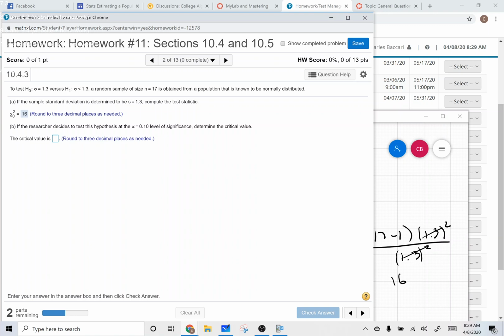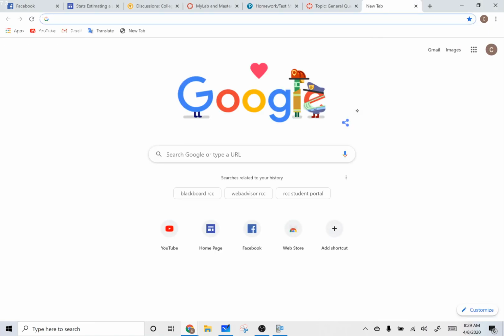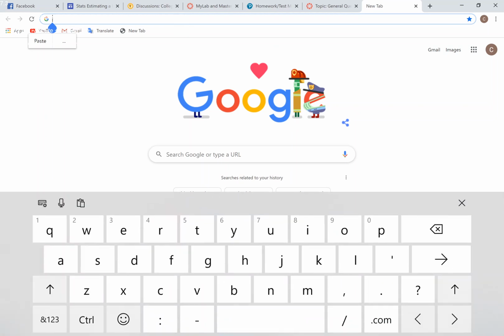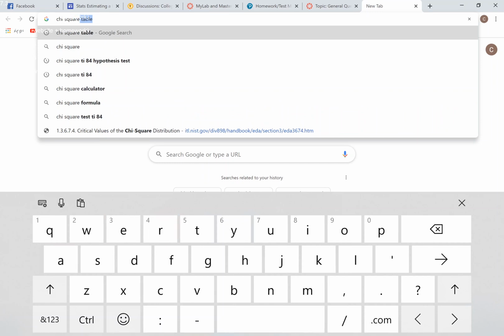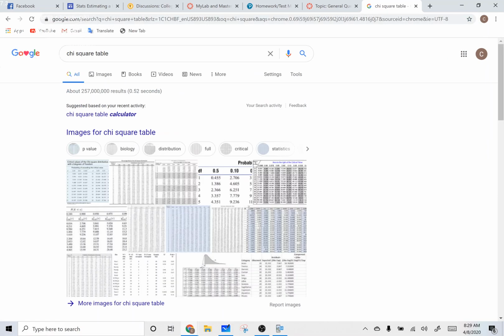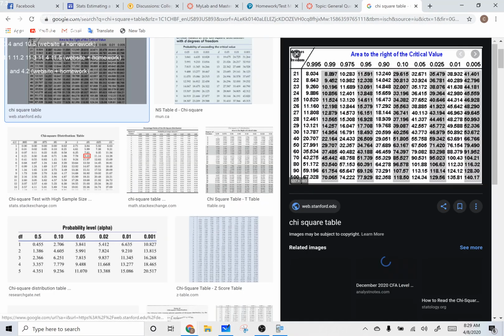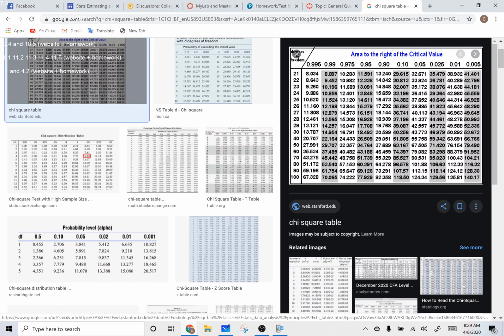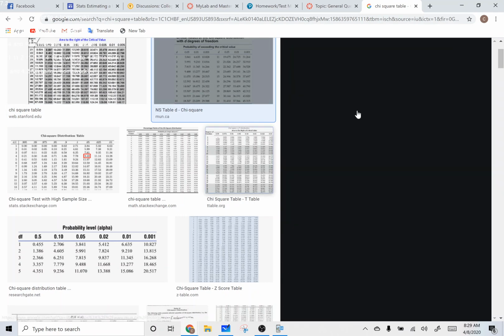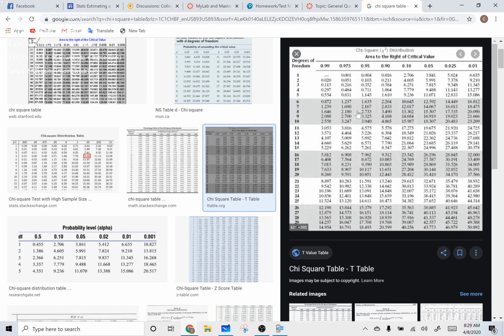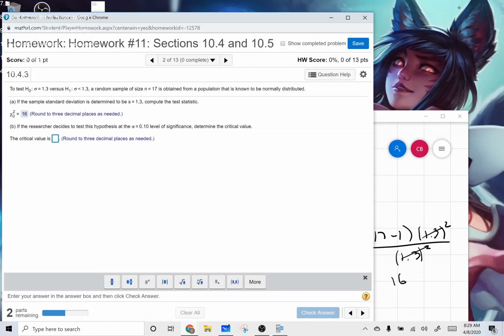So you're going to use your table from the last one. I don't have one with me. So let's look. Chi-square table. Okay, let's go there. So we want 0.9 and 16. Oh, these are too big. Oh, they don't have it on there. This one. 0.9 and 16. That's 9.312. Let's hope that works.